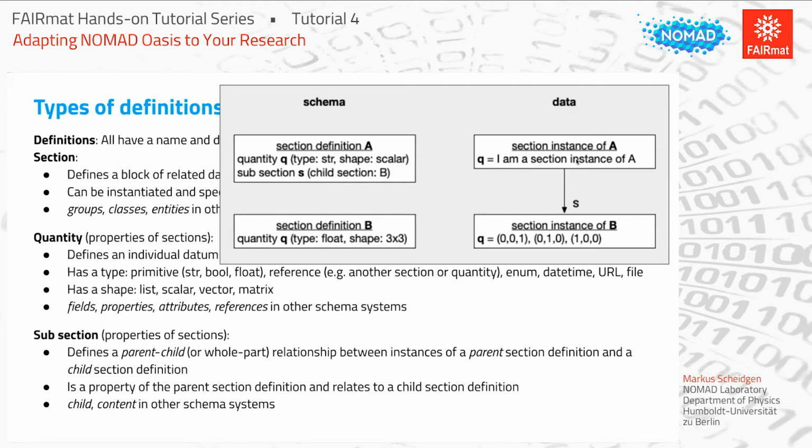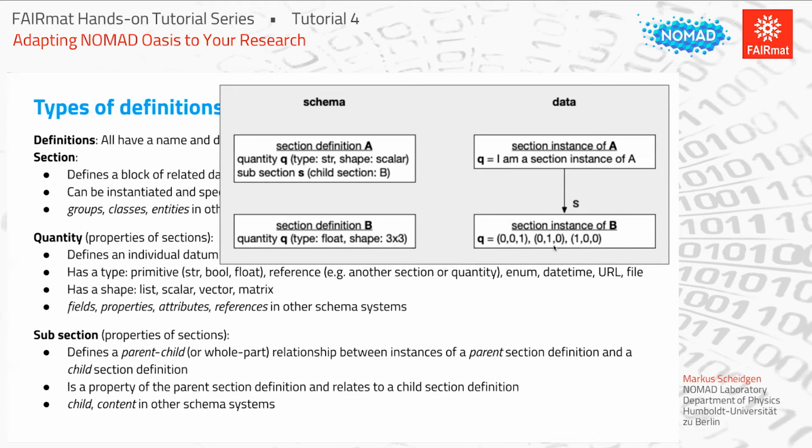And then on the data level, we would really talk about the actual information. So instead of a section definition, we would deal with a section instance of the definition A. And we would say, okay, this Q now gets a value. And the subsection S also gets a value. There's another section, an instance of section B. And then here we have this other Q, which now also gets a value, the 3x3 matrix. Here just a few numbers for example.